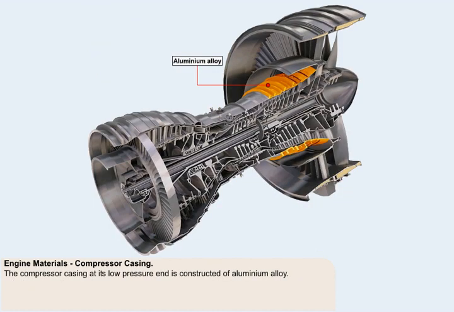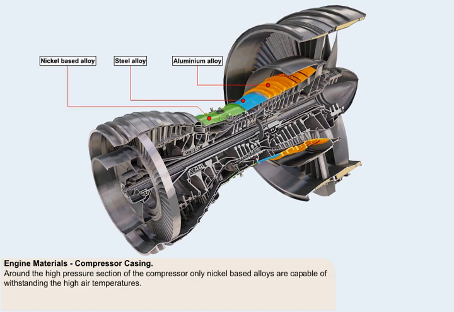At the low pressure end of the compressor, the casing is constructed of aluminium alloy. Further down the compressor, the intermediate casing is manufactured from steel alloys. Around the high pressure section of the compressor, the temperature of the air is so high that nickel-based alloys are the only materials capable of withstanding it.